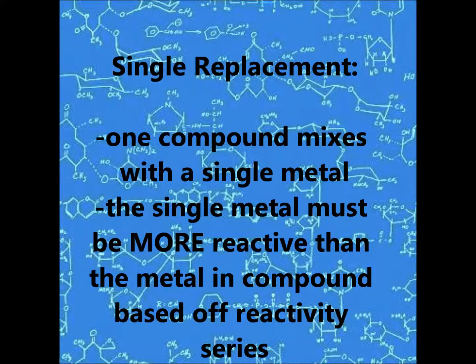After we looked at double replacement reactions, we looked at single replacement reactions, which are very similar, except instead of two compounds mixing, this time it's one compound mixing with a single metal. In order for this to happen, the single lone metal must be more reactive than the metal in the compound based off the reactivity series. Otherwise, nothing's going to happen.